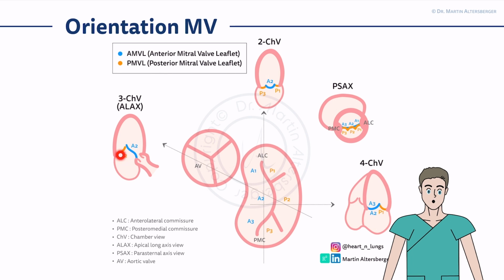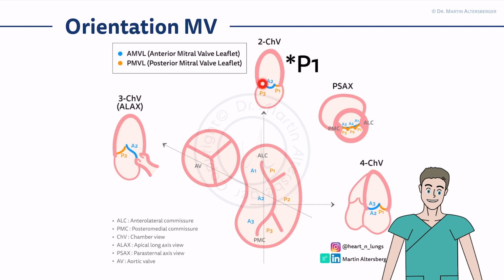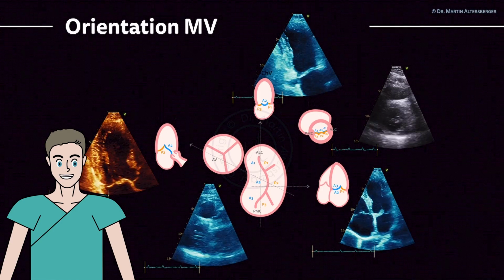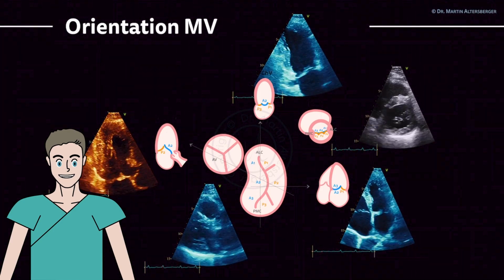In the apical long axis view, we have P2 and A2. And in the 2-chamber view, we have P3 and P2 and also the A2 segment, which is seen over here. It's not always the same. It's not always easy to actually assess with a TTE study where the problem of the mitral valve is, but at least you can have a guess and then continue to your TEE study.